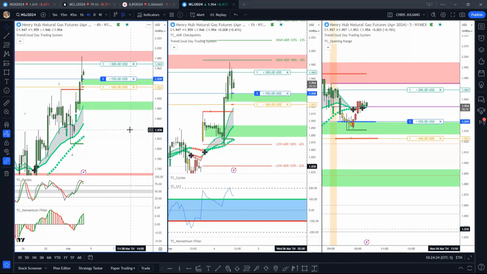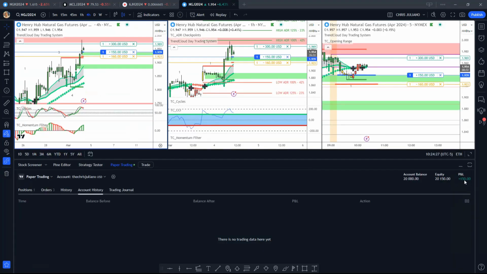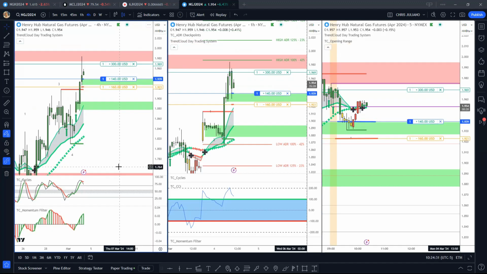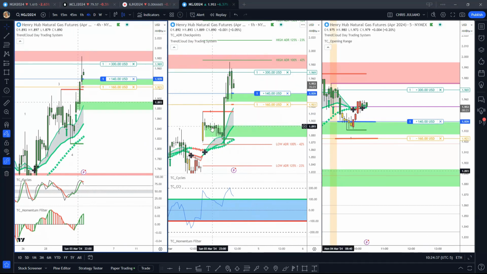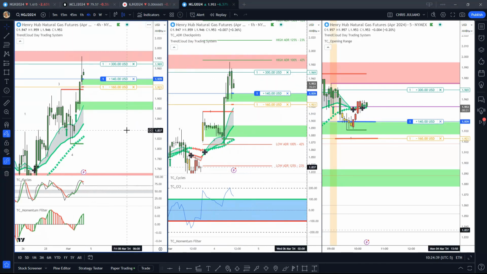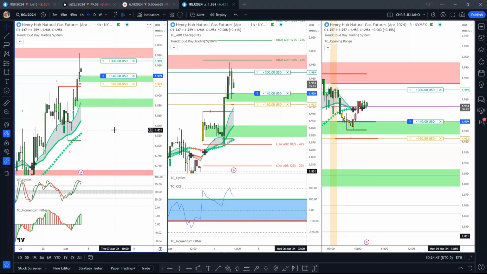And when your simulator has more green than red, then you're ready for a live account. So the Trend Cloud trading challenges are to get you prepared for the live market. And if you want to enter a prop trading firm challenge as well, it will get you prepared for that as well.